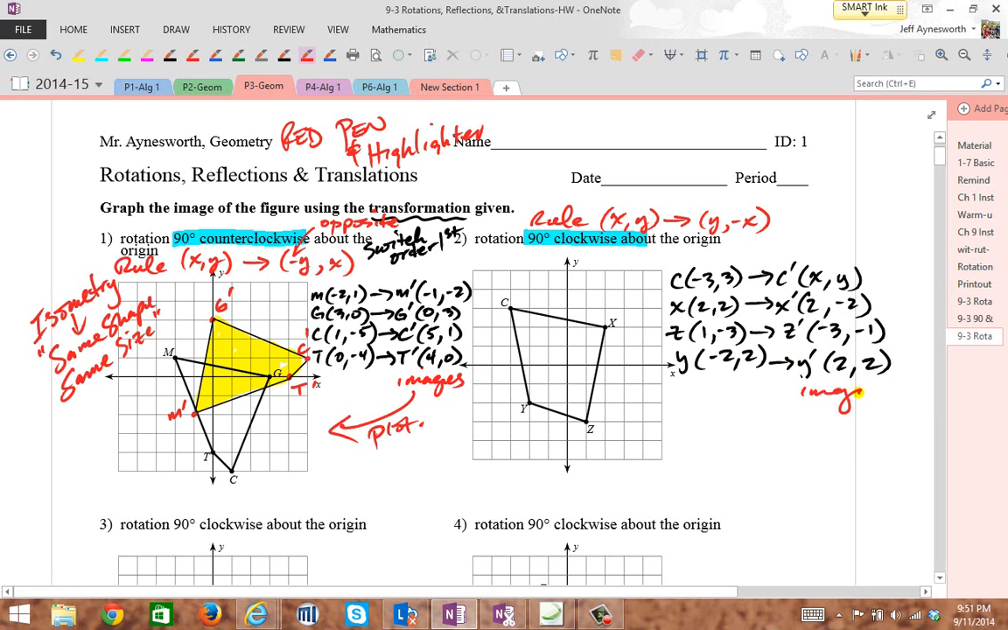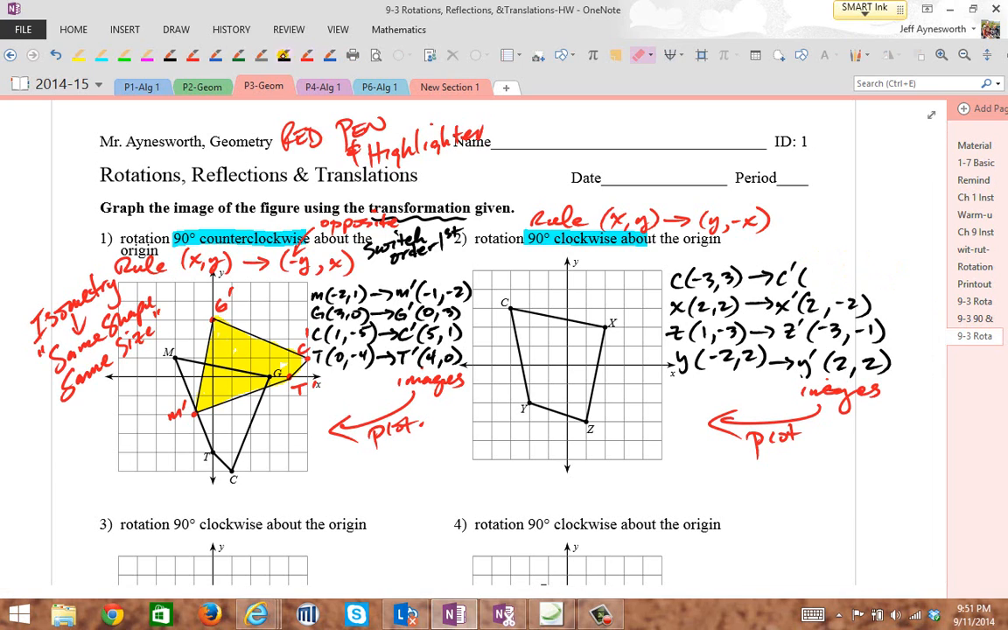These are called images, and after you get the images, you plot them. I'm doing the exact same thing as I did in the lesson, so let's go ahead and do that. So look at this, I put X comma Y here. Let me redo this. Okay, so here we go. C prime would be 3 comma, take the opposite, 3 comma 3.